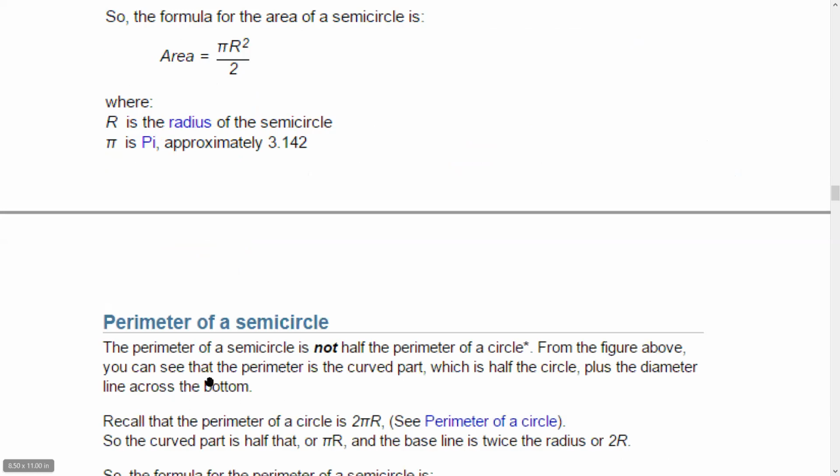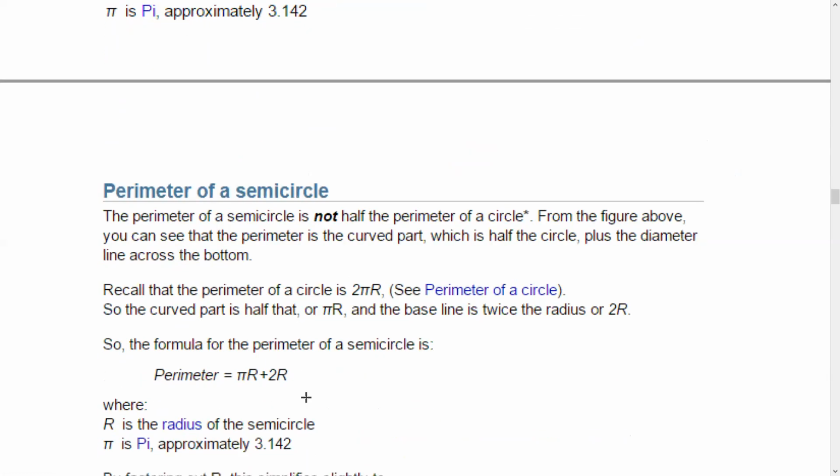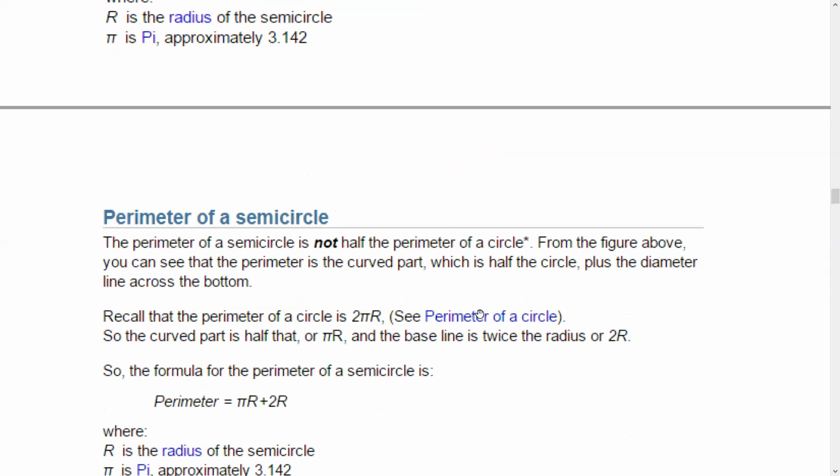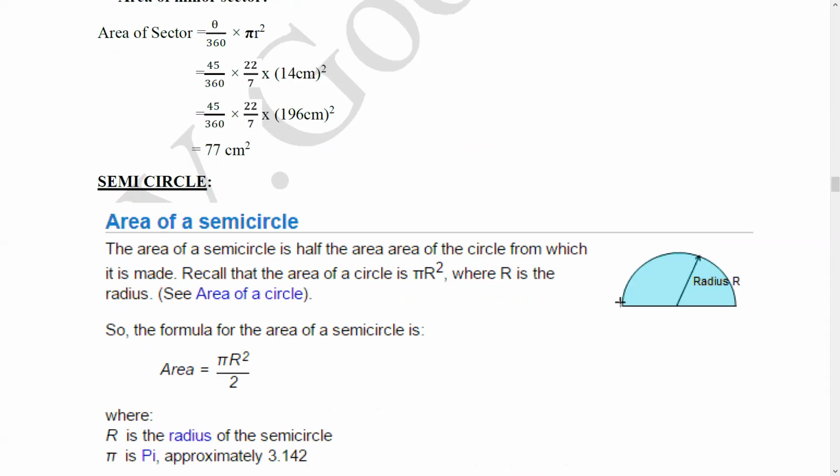So from the figure above, you can see that the perimeter is the curved part, which is half the circle, plus the diameter line across the bottom, which is basically what I was explaining to you all just now. So therefore, the perimeter of a semicircle is pi r plus 2r. This here will give us pi r, and here is a radius and a radius, so 2r. You understand?